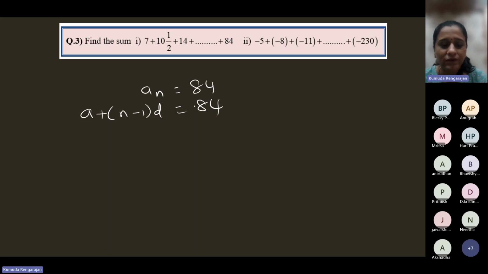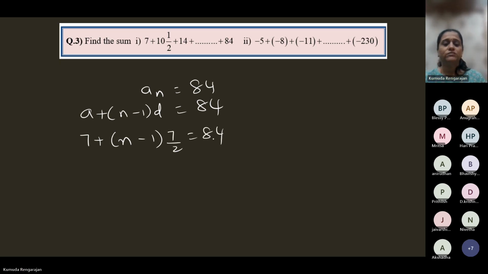An is a plus n minus 1 into d is equal to 84. A is 7 plus n minus 1 into d. N is what we are trying to find, so you cannot substitute the value. We don't know how many terms are there in this AP. That's what we're trying to find. And d is 3.5, or 7 by 2, so 7 plus n minus 1 into 7 by 2 is equal to 84.